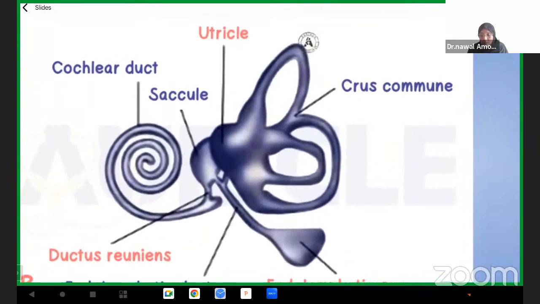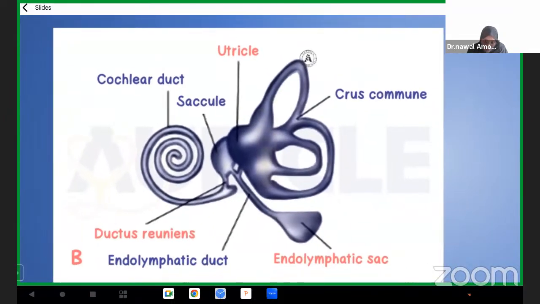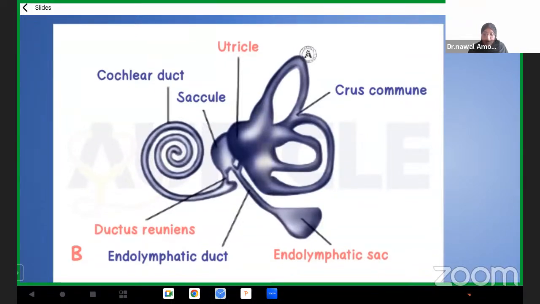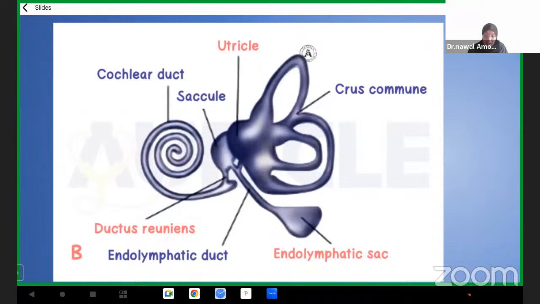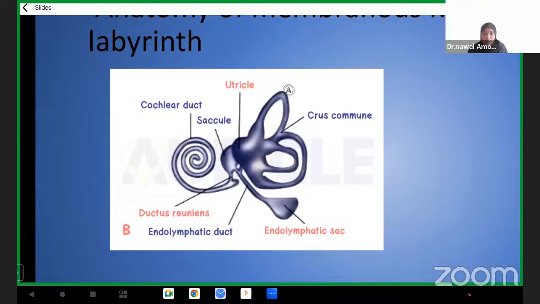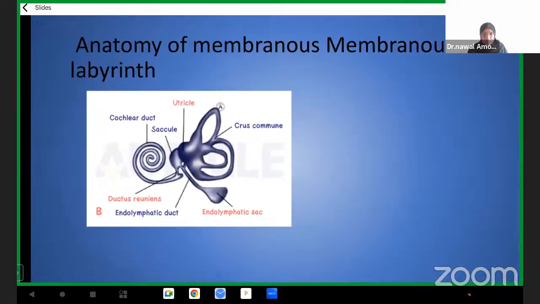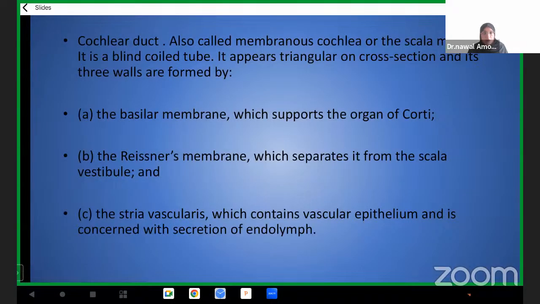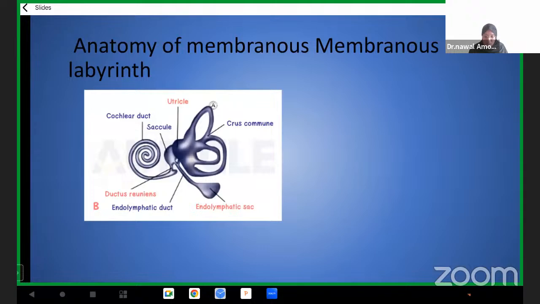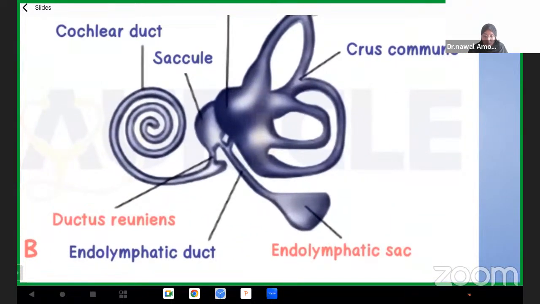All right. So you have the crus commune here. You have a saccule. You have a very beautiful cochlear duct that looks like a snail. You have the ductus reuniens. You have an endolymphatic sac, and that endolymphatic sac opens into the endolymphatic duct. And all these open in the crus commune. The cochlear duct is what we'll talk about.